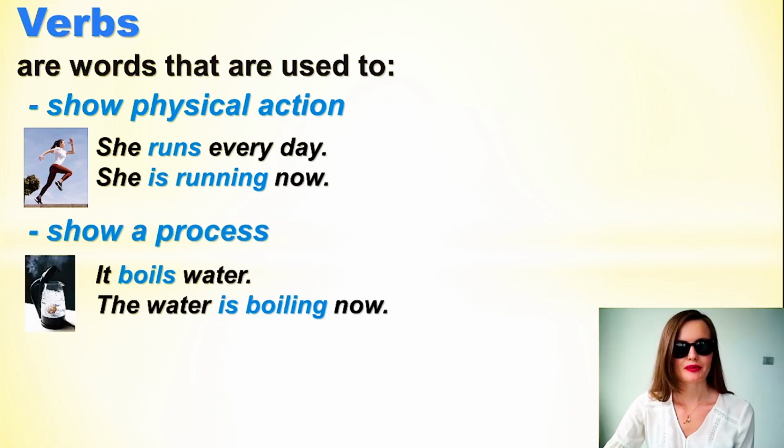Also, the verbs can be used to show a process. For example, it boils water, like this kettle boils water. Or the water is boiling now. As you can see, we use the verb to boil in simple tense, specifically in present simple, boils, and in present continuous, is boiling.